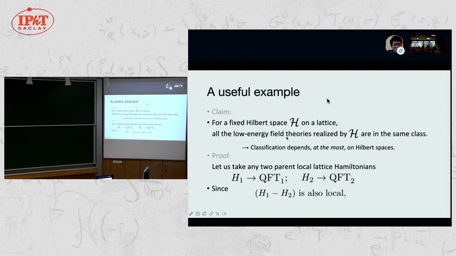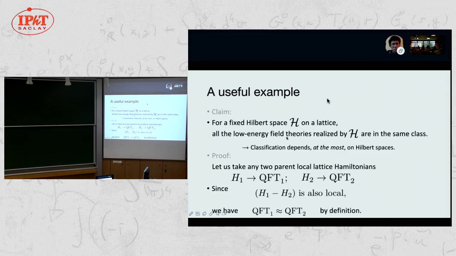Because we know that H1 and H2 are Hamiltonians defined on the same Hilbert space H, and both of them are local, their difference must be local as well. Then QFT1 and QFT2 have the same Hamiltonian modulus local operators. So by our definition, these two QFTs must be equivalent, or they belong to the same QFT classification class.